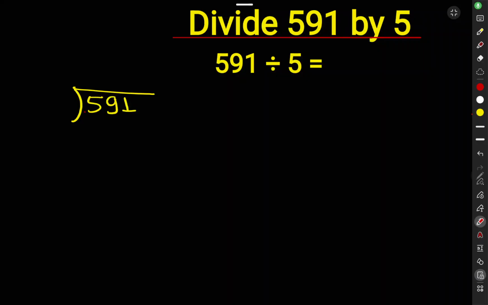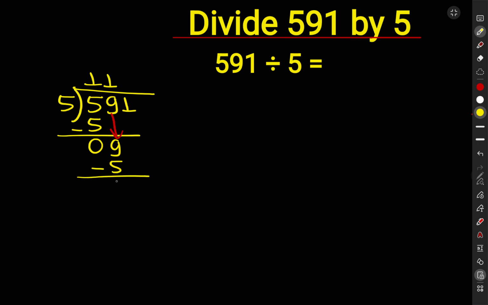We divide 591 by 5 in long division method. 5 times 1 is 5. On subtracting we get 0. So now we put down this 9 and 5 times 1 is 5. On subtracting we get 4.